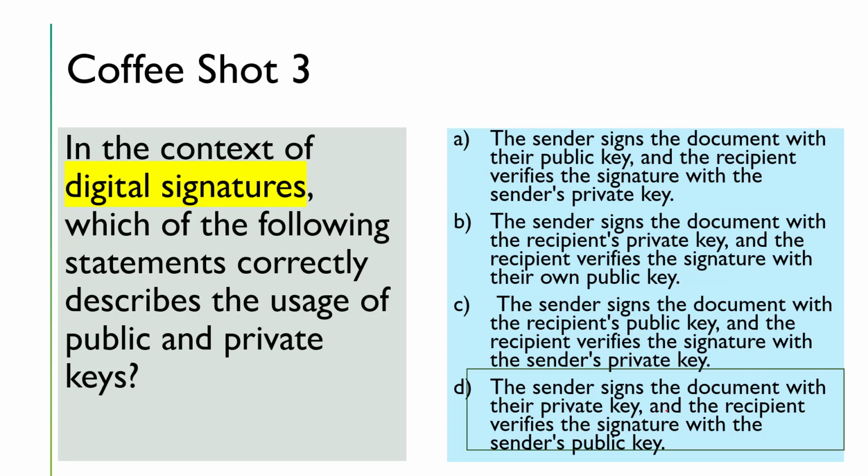Sender signs the document with their private key. I am signing with my private key, and you as a recipient verify with my public key. So that is how it works. So let's move to the next question.